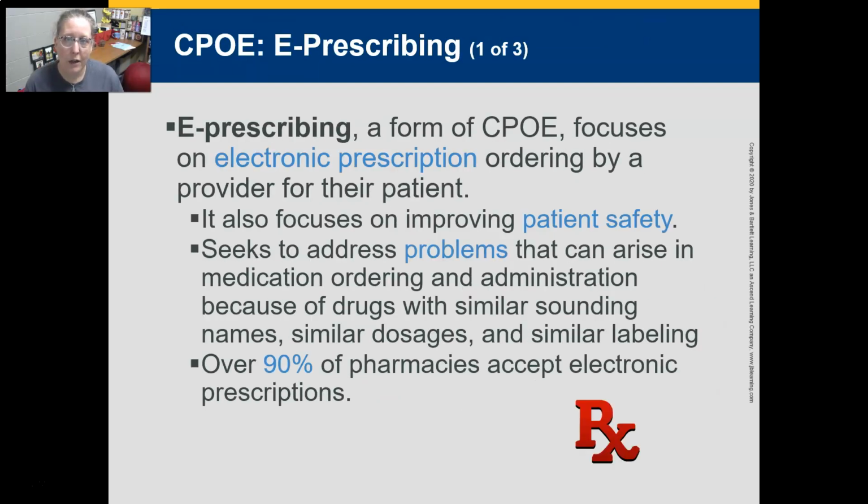So another, a sub-branch of the computerized physician order entry is e-prescribing. It focuses on electronic prescription ordering by a provider for their patients. This helps with patient safety because it seeks to address problems that can arise in medication ordering and administration because of drugs with similar sounding names, similar dosages, or similar labeling. So again, instead of one person writing it down and the other one trying to interpret it, at least a physician ordering usually knows what they want and they can pick the right medication and dosage that they want.